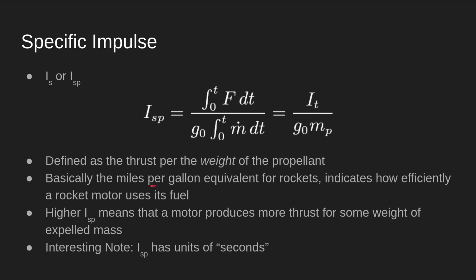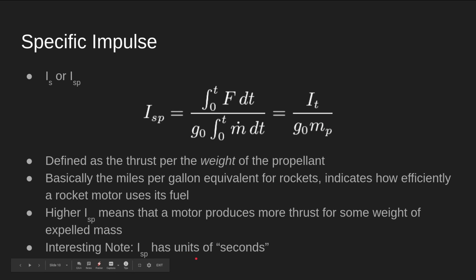And so yeah, basically, ISP is like the miles per gallon equivalent for rockets, and it indicates how efficiently a rocket motor uses its fuel. So basically, a higher ISP means that a motor produces more thrust for some weight of expelled mass. And that should make sense, right? Higher ISP means the numerator is bigger, and you want your motor to produce more impulse. And a smaller denominator means less propellant mass, which means your rocket motor is more efficient.